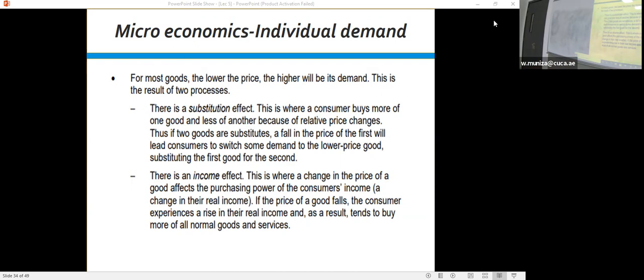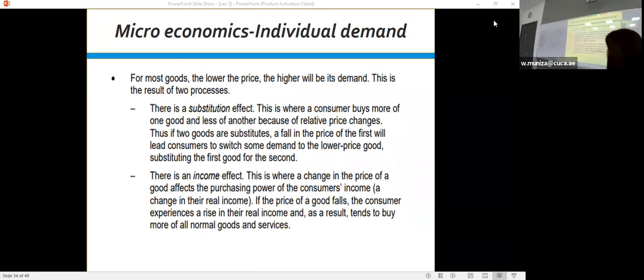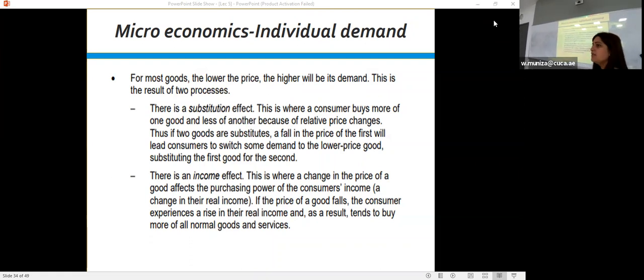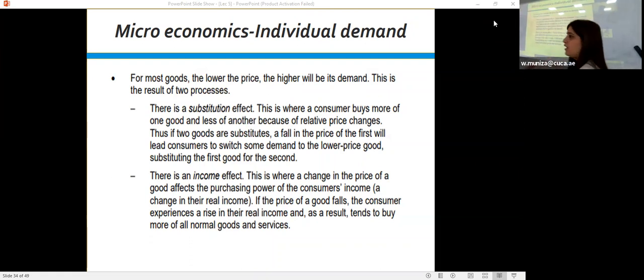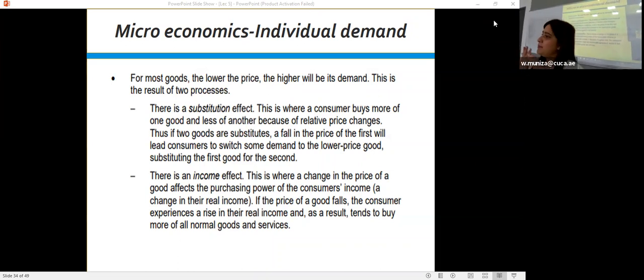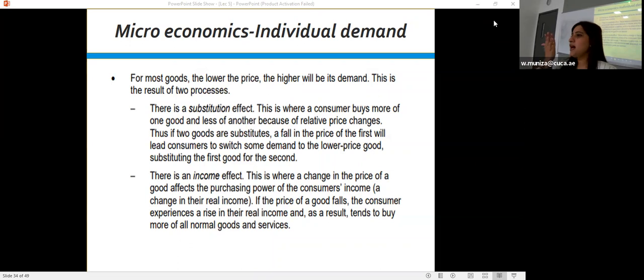This is where a consumer buys more of one good and less of another because the relative price changes. Thus, if two goods are substitutes, a fall in the price of the first will lead the consumer to switch some demand to the lower price good, substituting the first good for the second. Say, for example, the substitute of tea can be coffee. If the prices of tea are increasing, the demand for coffee can also increase.